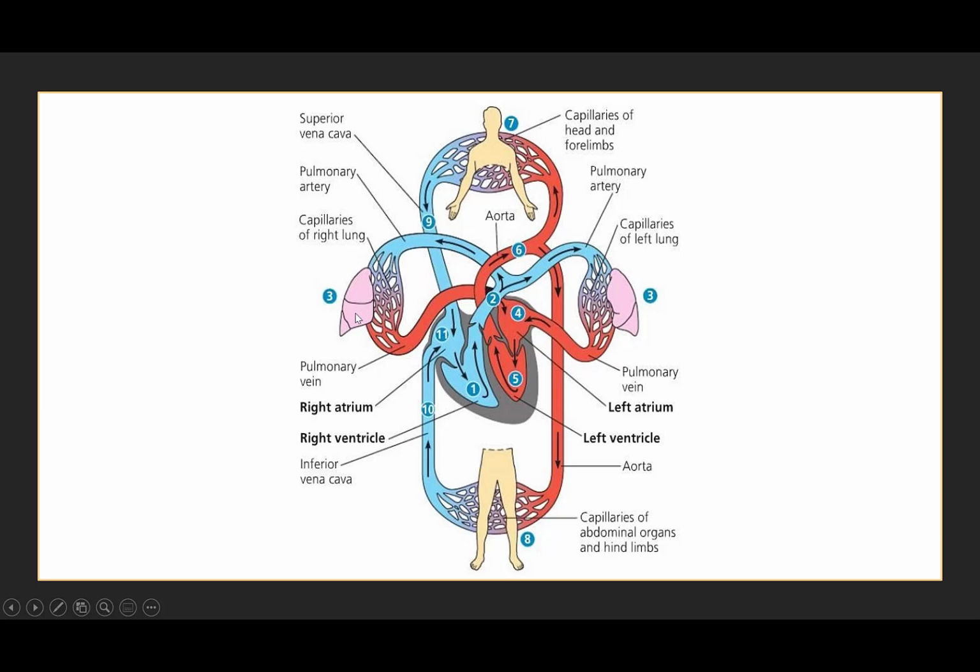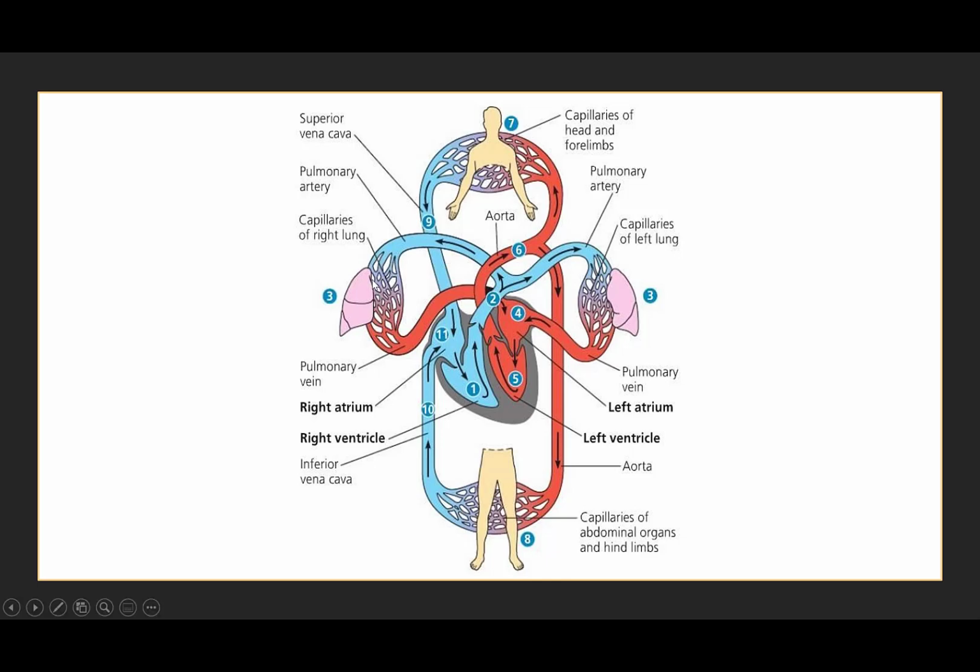Notice that the right lung has 3 lobes, right? There's 3 lobes in this lung. And in the left lung, there are 2 lobes, okay? And then the blood coming from this pulmonary artery gets broken out, in both cases, to capillaries, the capillaries of the left and right lung.